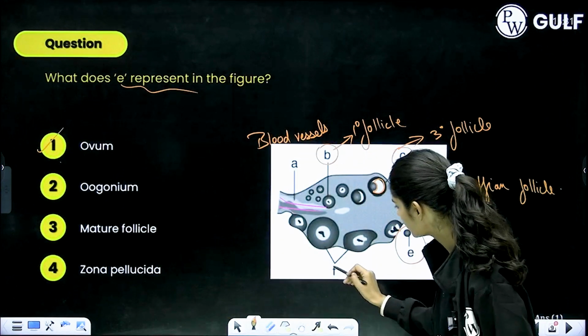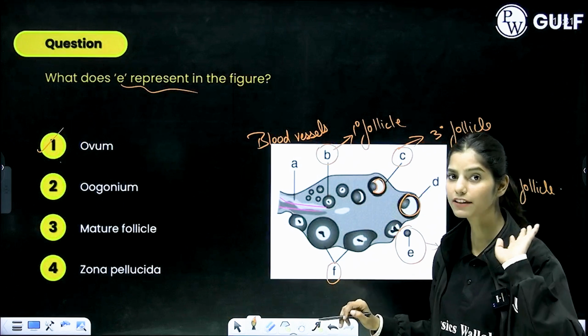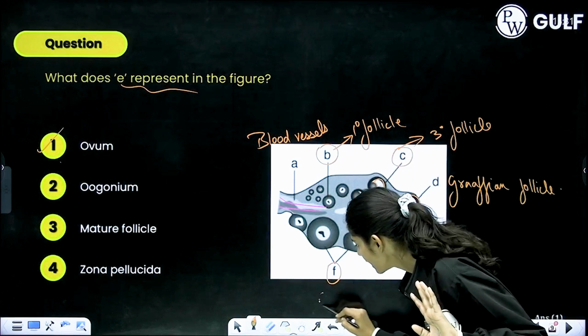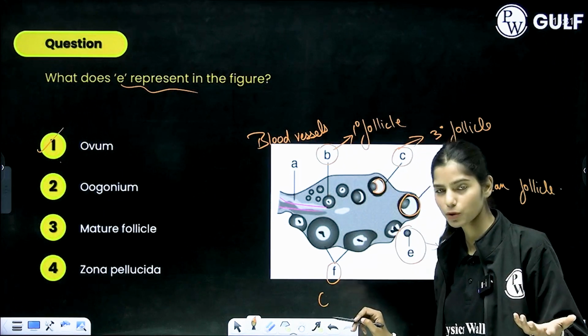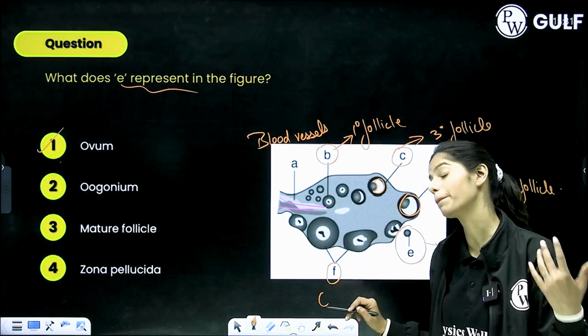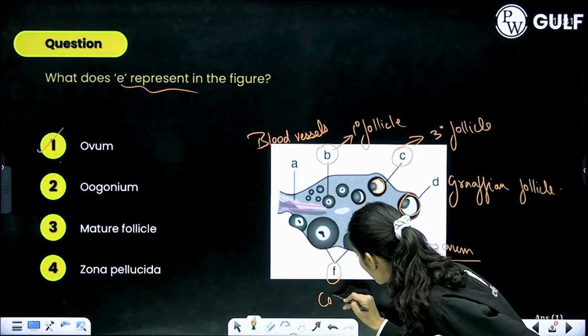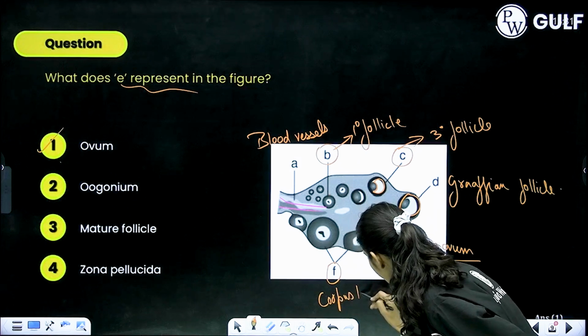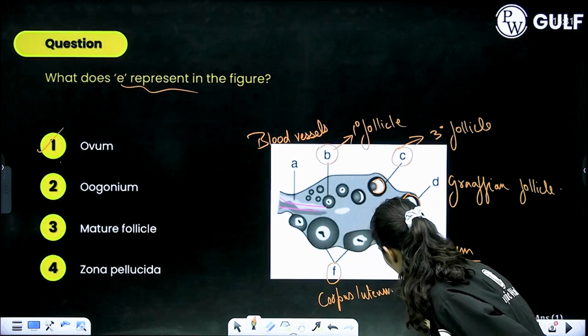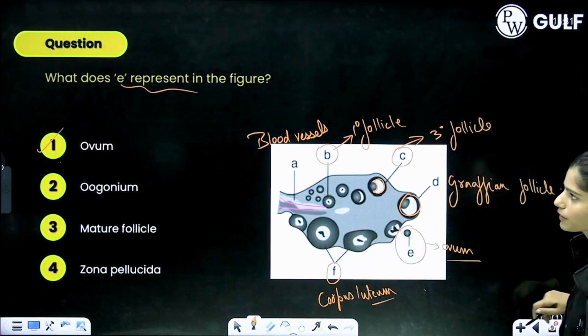Okay, what about this F part? We all know this F part is corpus luteum, right? An endocrine gland which is going to release the progesterone hormone to support the pregnancy, right? So yes, the F part that we see here is corpus luteum. All right, I hope this part is clear to you.